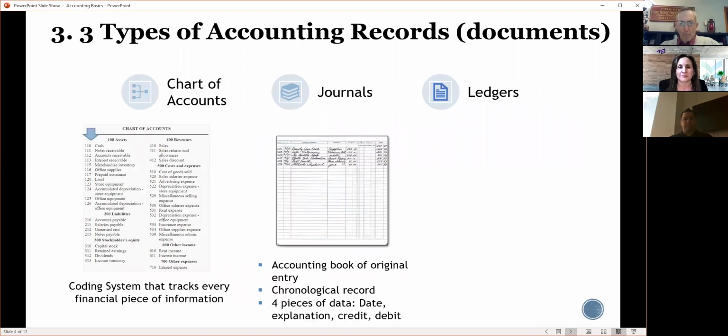The second type of accounting record is what's called a journal. And they often say that the journal is the accounting book of original entry. So think of it like Dear Diary.